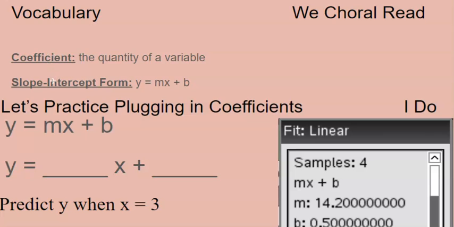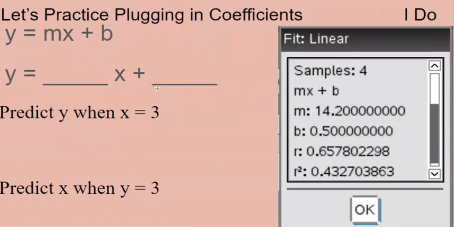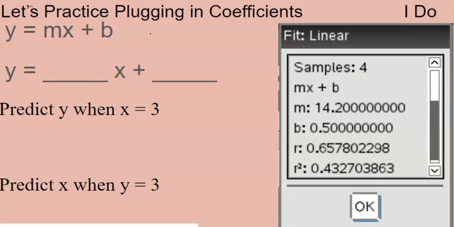Become familiar with these two vocabulary words: coefficient, the quantity of a variable, and slope-intercept form, y equals mx plus b. Let's practice plugging in coefficients. y equals mx plus b. It looks like the results here, the slope is 14.2. So let's put 14.2x plus b, which is 0.5.